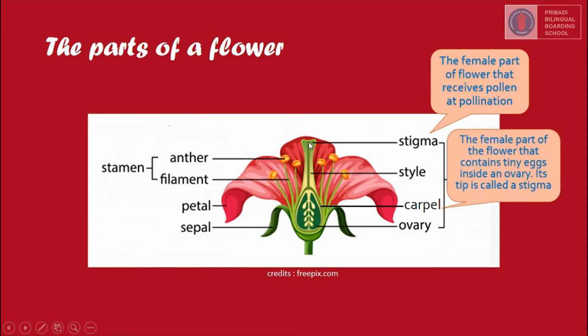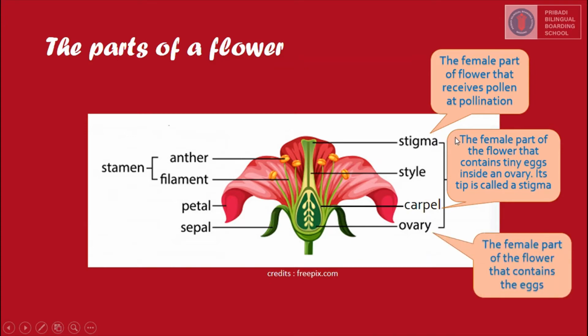The next one is the carpel. Carpel contains the tiny egg inside an ovary. When the carpel goes up, the tip here is called the stigma, which we discussed before. The next one is the ovary. It's also a female part that contains the egg. Ovary, eggs. It's round like an egg.